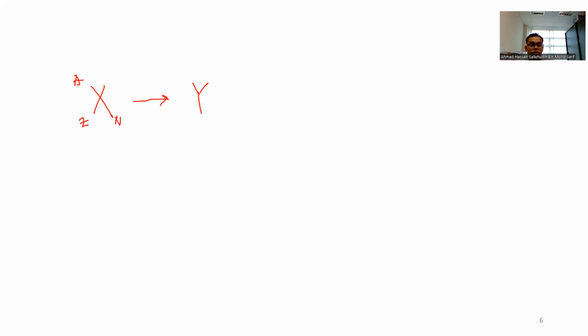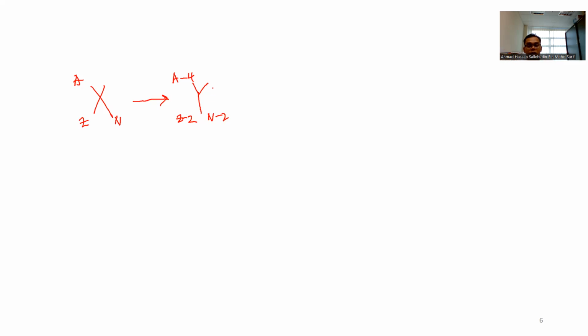Because it has changed identity. The number of protons is reduced by 2, as well as the number of neutrons reduced by 2. So it means the number of nucleons is reduced by 4.